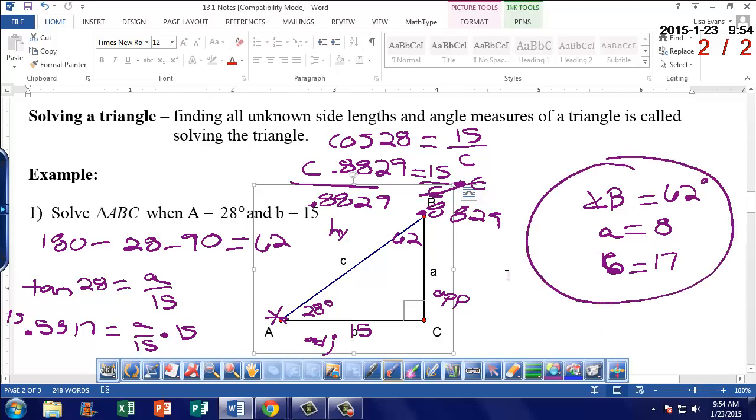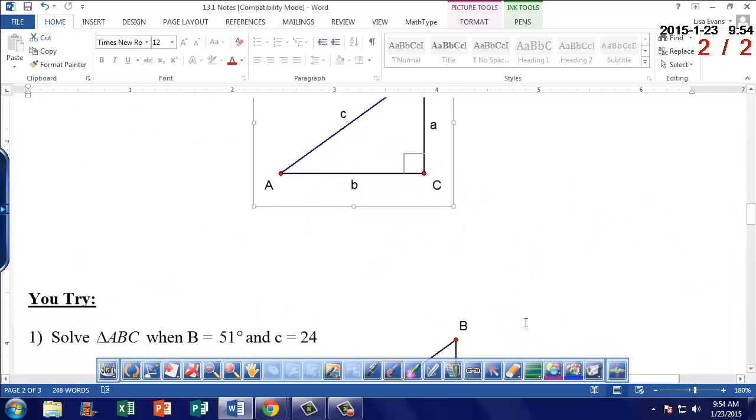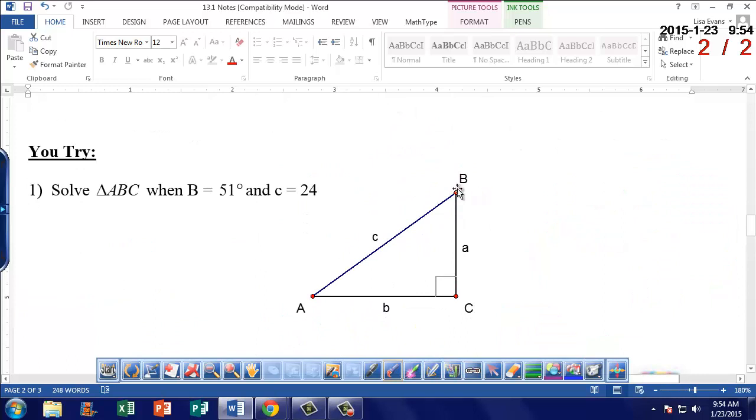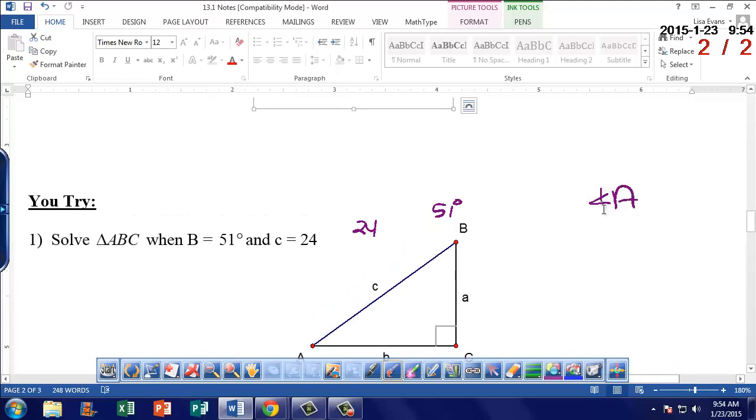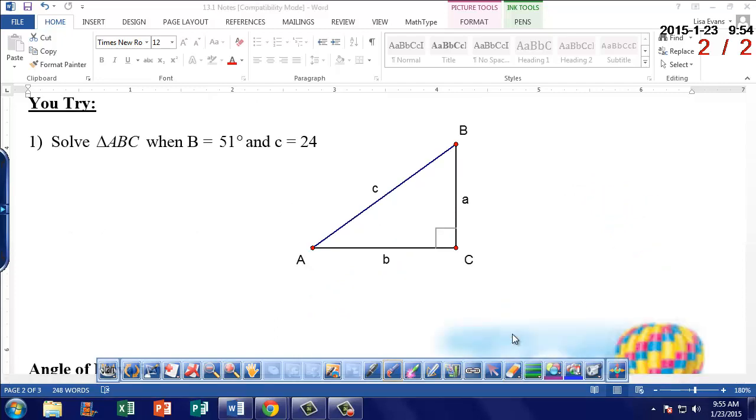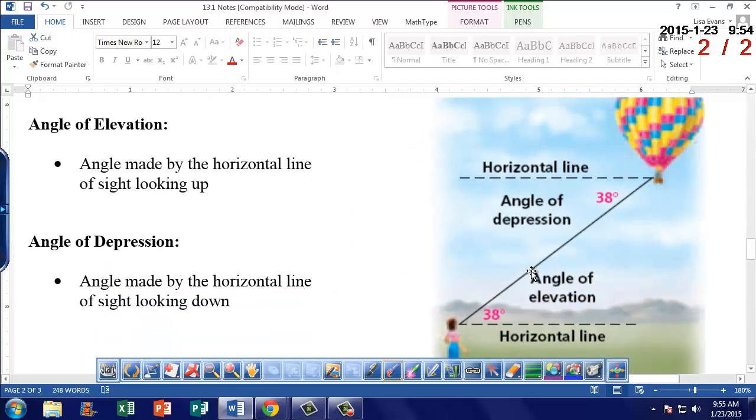Okay? I would like you to pause the video and try to solve the next triangle on your own. Let's take a look at it together for a second. You're given angle B to be 51 degrees, and you're given side C to be 24. So what I want you to solve for in this problem is angle A, side A, and side B.